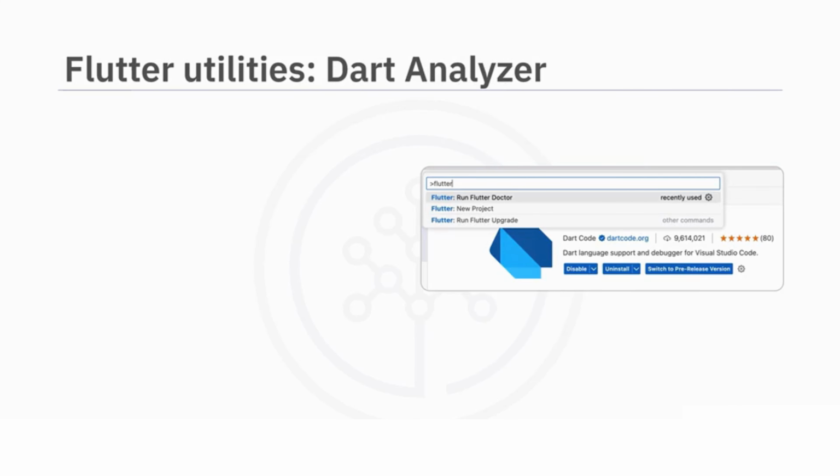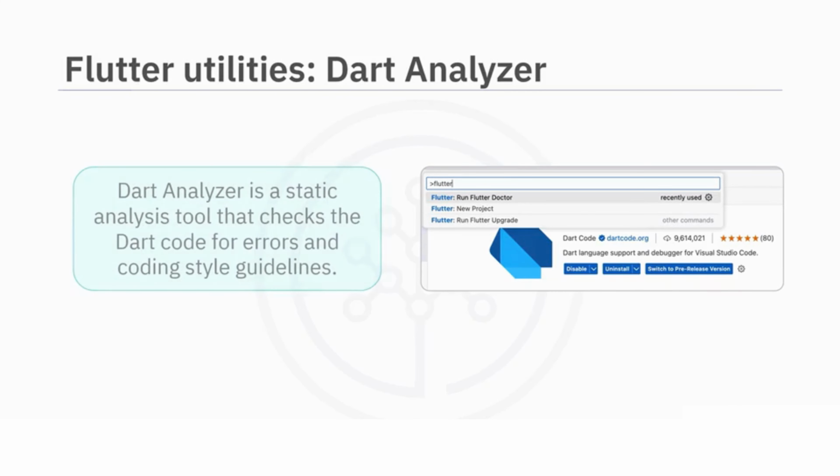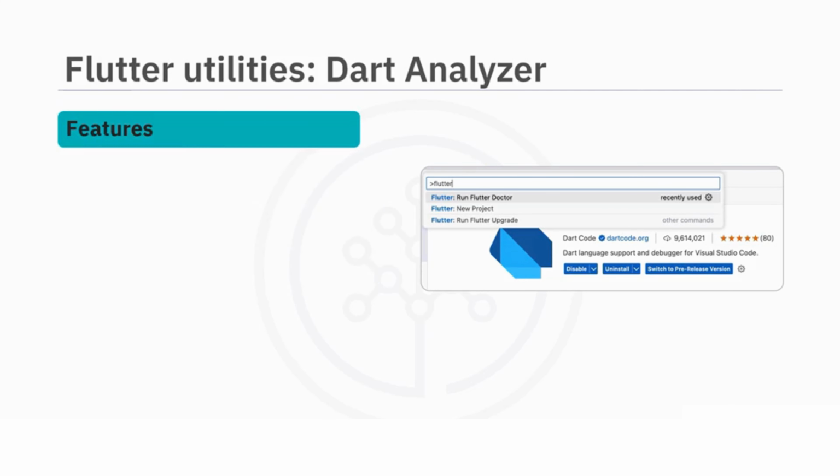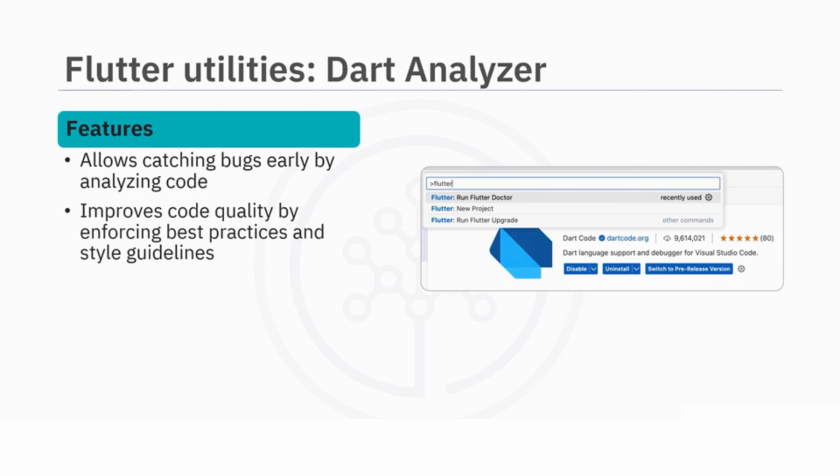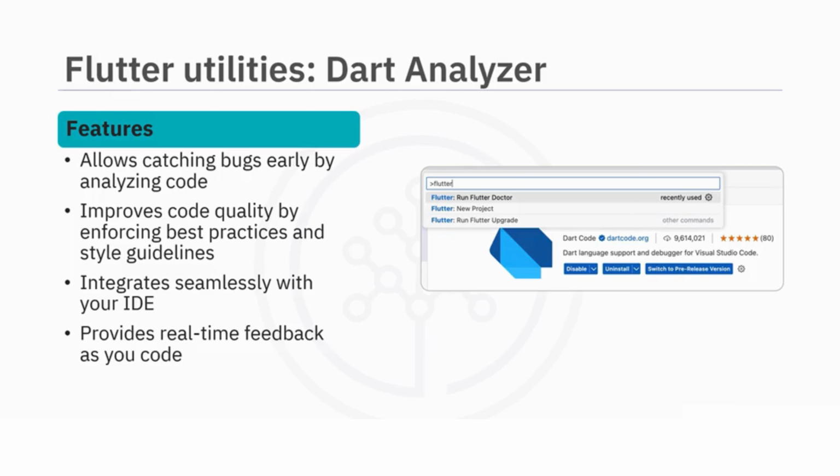The next important Flutter utility is Dart Analyzer, which is a static analysis tool that checks your Dart code for errors, potential issues, and coding style guidelines. It allows you to catch bugs early by analyzing your code for common mistakes and issues. It improves code quality by enforcing best practices and style guidelines. This utility integrates seamlessly with your IDE, providing real-time feedback as you code. This helps you fix issues immediately and maintain a clean code base.